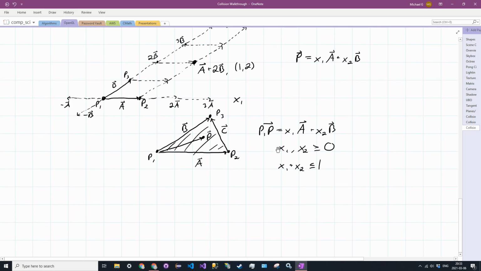And we just have the inequality. Once again, x1 plus x2 is less than or equal to 1. So we're going to get that inequality, and then you can kind of see, all right, well, if it satisfies both inequalities, then the point will be within the triangle.